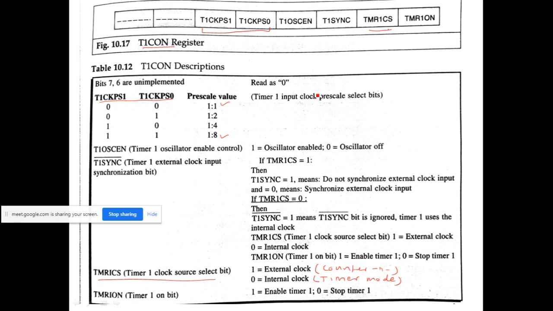Now there is the timer 1 sync bit. This bit is typically used when this particular bit is 1. 1 means you are operating in the counter mode. When you are operating this section in counter mode, you are actually receiving the clock pulses from outside, right? External.